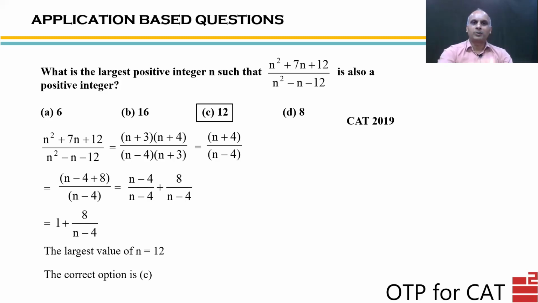However, when we had obtained n plus 4 upon n minus 4 in the first step, at that stage also I could have used the options, because using options will be easier now instead of using options at the first stage. So putting n as 6 or 16 or 12 or 8, we realize that the largest value of n will be 12, which when put in the expression will give me a positive integer. Okay.